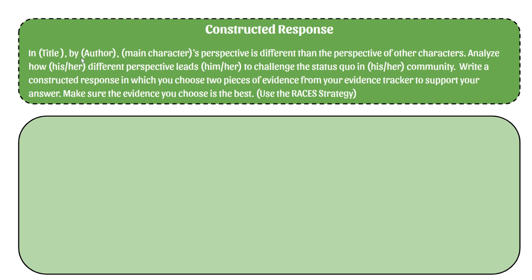So in blank by blank, which is the author, main character's perspective. If you are reading Uglies, Tally is our main character. So Tally's perspective is different than the perspective of other characters. Okay, how is her perspective different? So you're writing the same thing, just with different characters.